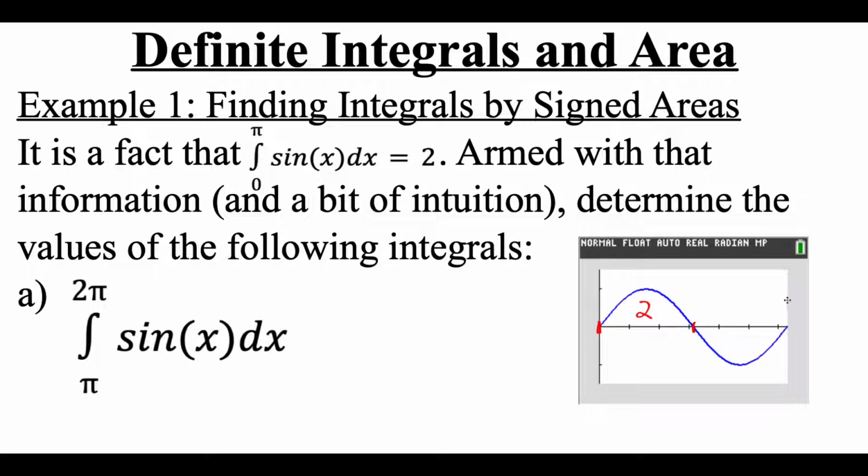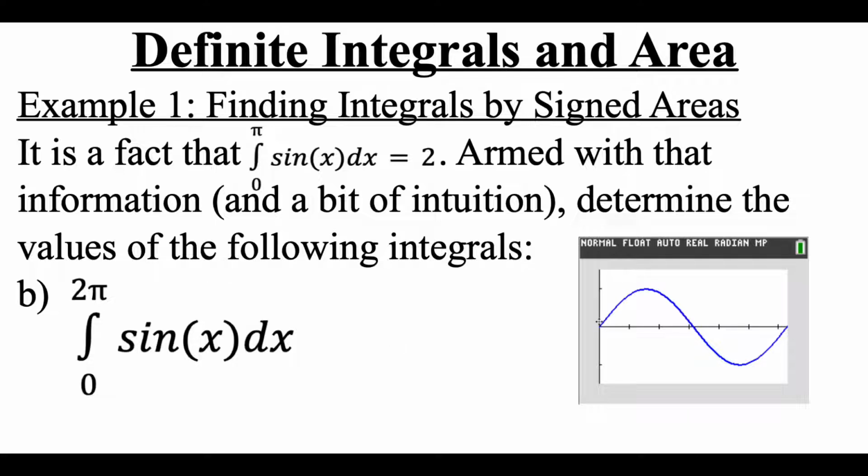From pi to 2 pi is this right-hand side of our graph. Notice that it looks very similar to the left-hand side, but it's below the x-axis. Because it's the same size except below the x-axis, this should give us an answer of -2. And it's a negative area because it's below the x-axis. Now again, same set of information.